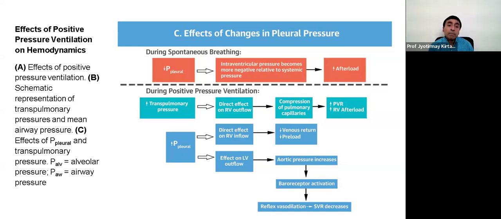On the other hand, what is the effect on the left ventricular outflow? The aortic pressure increases, there will be baroreceptor activation, and there is a reflex vasodilatation, and the systemic vascular resistance decreases. So this is beneficial in a hypertensive heart failure, but it can be deadly if you have a patient with already an RV failure, pulmonary hypertension, or in a septic shock, or in an ARDS patient. They can kill patients.